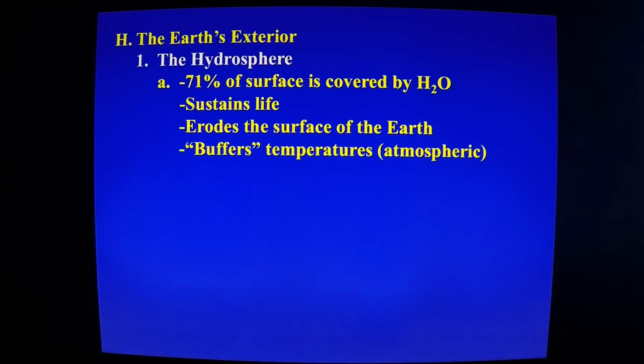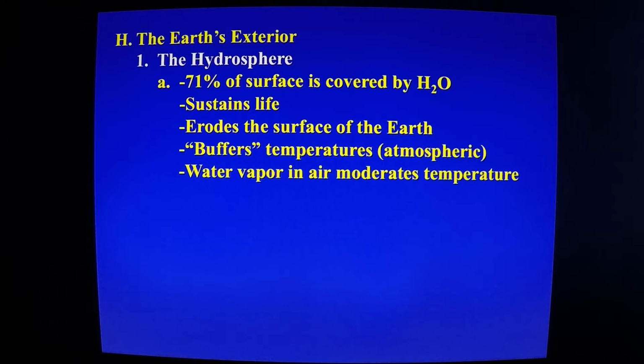The other thing that we'll talk about is that the hydrosphere is really important for humans and for other life forms because it buffers temperatures in the atmosphere. And what I mean by buffers is that it keeps temperatures within a fairly narrow range that life can tolerate. And one thing that water vapor does in our atmosphere is it moderates these temperatures. It keeps them within a narrow band. If we didn't have water on Earth, we wouldn't have water vapor in the atmosphere, and the temperatures would go through a much bigger temperature swing every day than they do now.